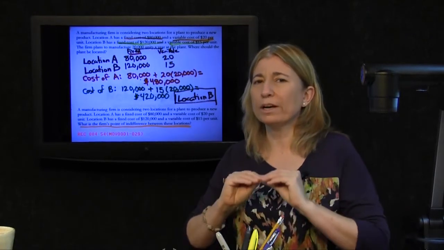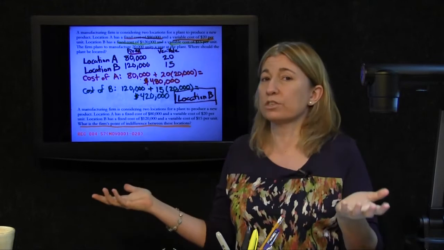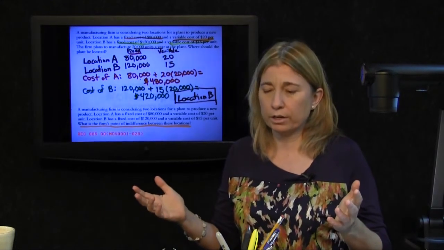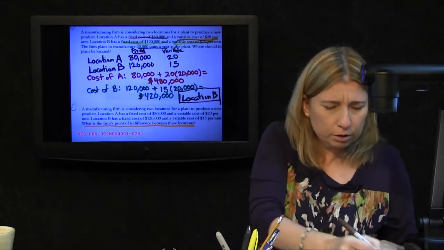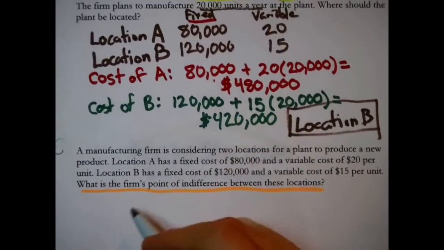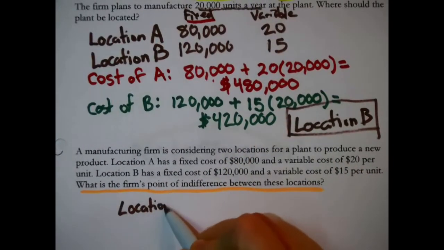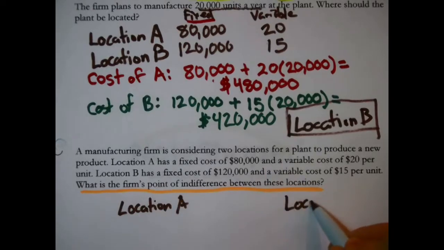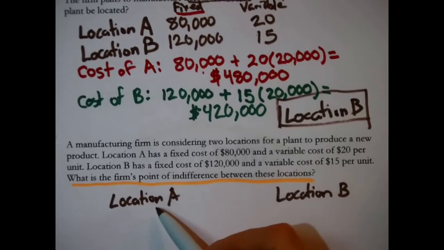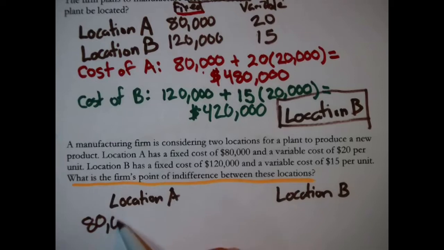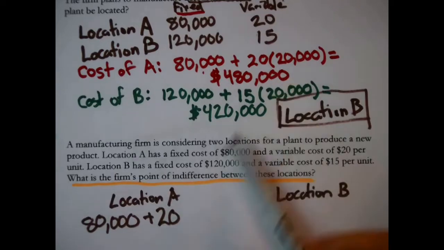We need to look for the point at which location A and location B would cost the same, so it wouldn't matter which place you were at. We can actually do that fairly easily, just piecing that together algebraically. When would I not care whether I was at location A versus location B? Well, if I was at location A, I would pay $80,000 a year regardless of what I did. I'd also pay $20 per unit for everything I produce there, and I don't know in this particular problem how much we're going to produce.